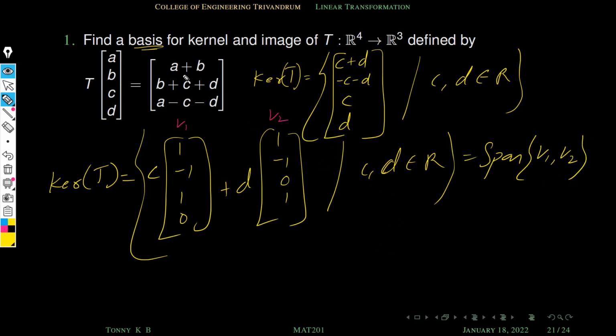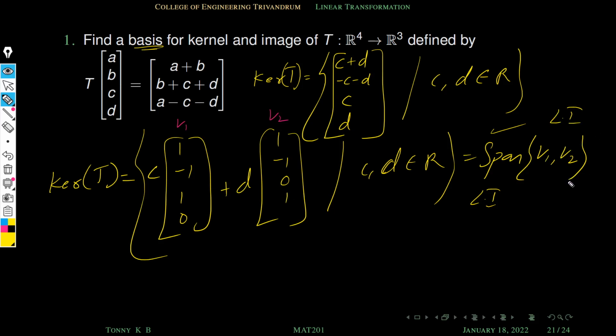Actually our aim is to find a basis for the kernel. Now it is clear that we can span the kernel of T using these 2 vectors, and we know that these 2 vectors form a basis for the kernel only when they span and are linearly independent. The span part is over. Next we have to check whether they are linearly independent or not. Yes, they are linearly independent. Why? Because it contains only two vectors and one of them is not a scalar multiple of the other. So it is clear that this set v1, v2 is linearly independent.